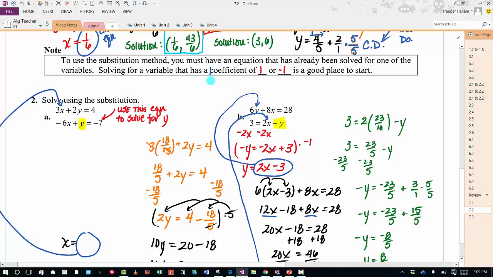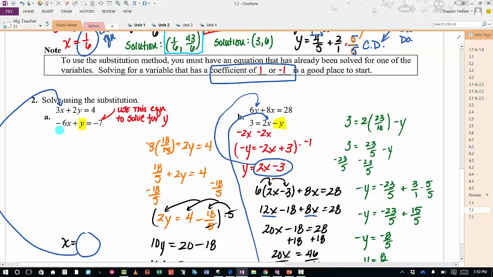What's this note say? Try to find one that has a coefficient of 1 or negative 1 and solve for that one. Which one? The highlighted one. See, it's a y. If I don't pick this y, if I pick this, I've got to move the 3x and then divide by 2. That's 2 steps. If I pick this y here, all I have to do is move the 6x over, right?